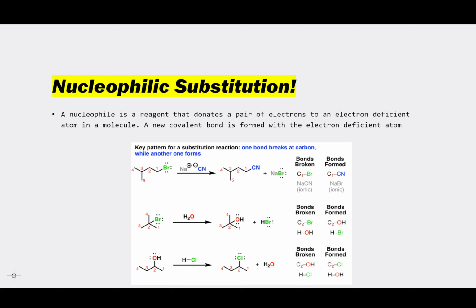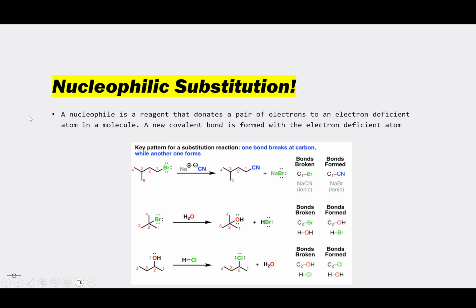If you donate a pair of electrons, are you a Lewis acid or a Lewis base? We spoke about this in the reactions of alkenes. Lewis base if you donate. All right, that's interesting. So the Lewis acid is the electron acceptor and the Lewis base is the electron donor. Lovely, right? So we have that.